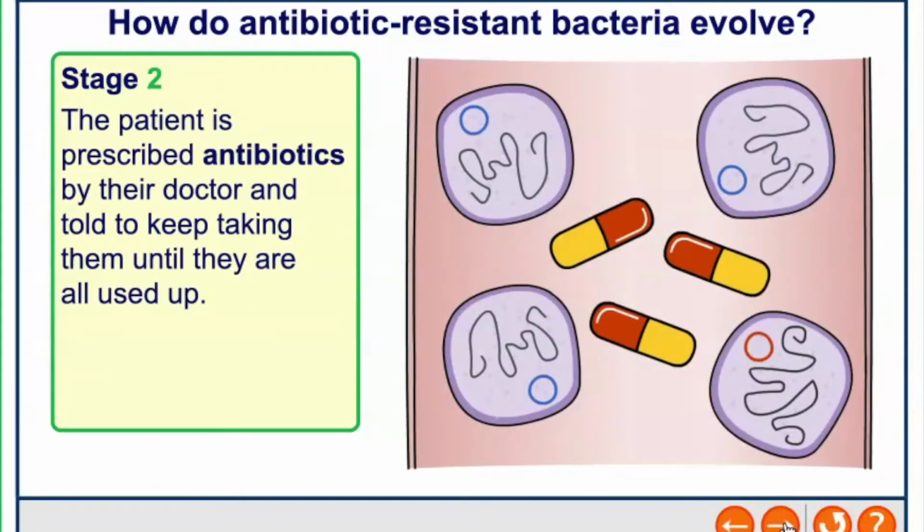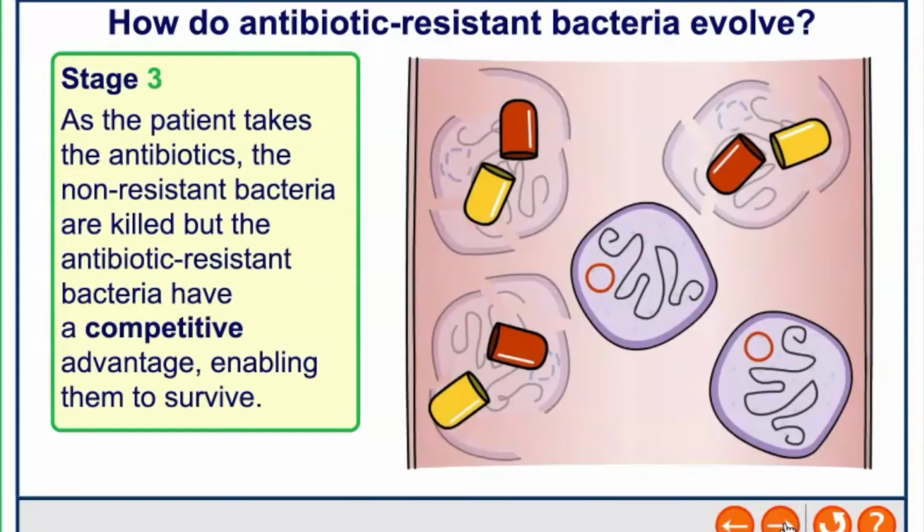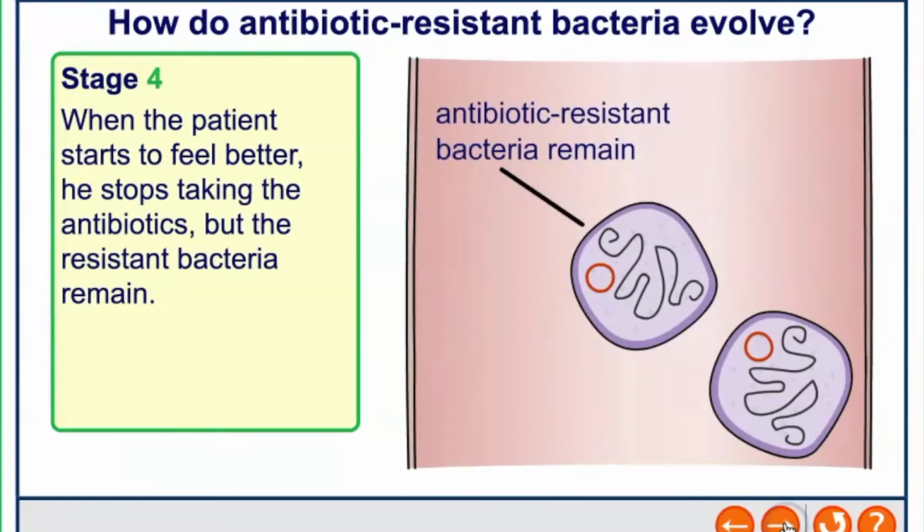Stage 2. The patient is prescribed antibiotics by their doctor and told to keep taking them until they're all used up. In stage 3, as the patient takes the antibiotics, the non-resistant bacteria are killed, but the antibiotic-resistant bacteria have a competitive advantage, enabling them to survive. In stage 4, when the patient starts to feel better, they often stop taking the antibiotics, but the resistant bacteria remain.